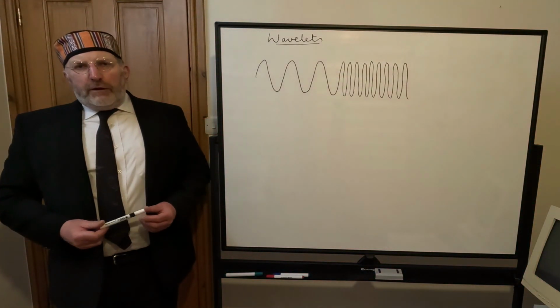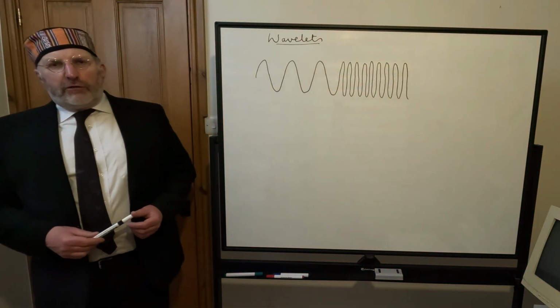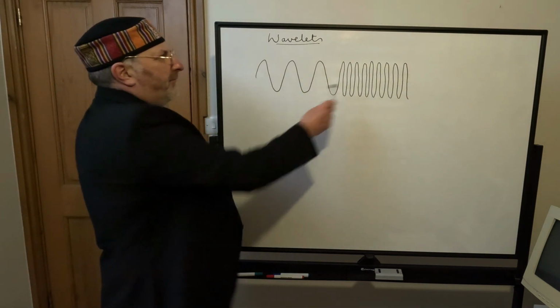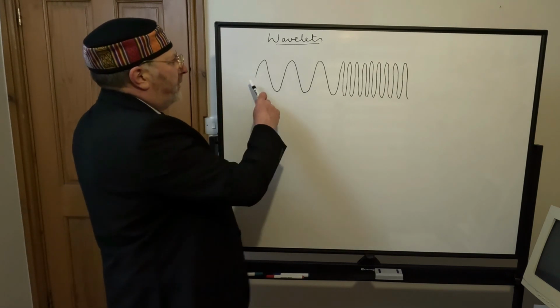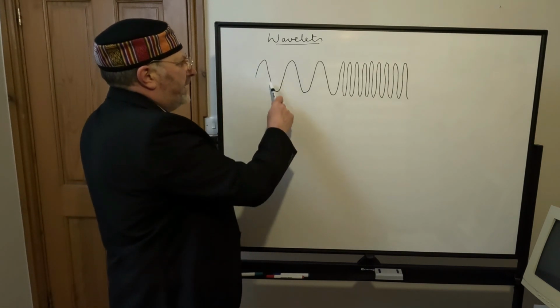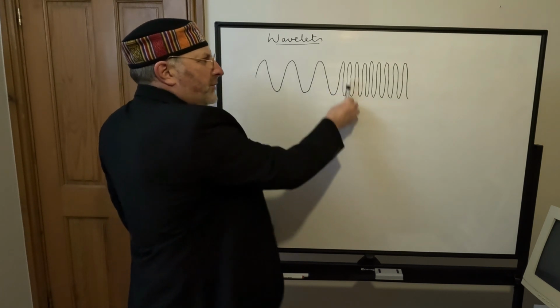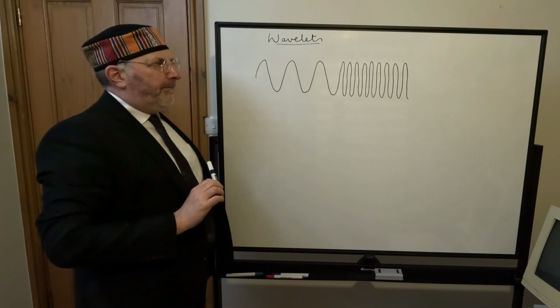So our next topic in this lesson on time series analysis is that of wavelets. Here we have a time varying signal, and we can see that it consists of initially a low frequency oscillation that halfway through switches to a high frequency oscillation.